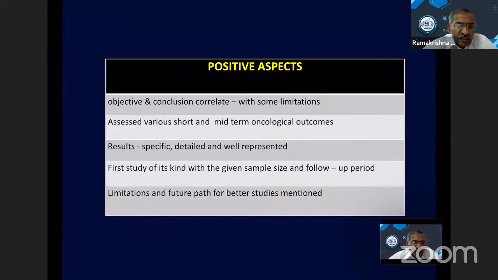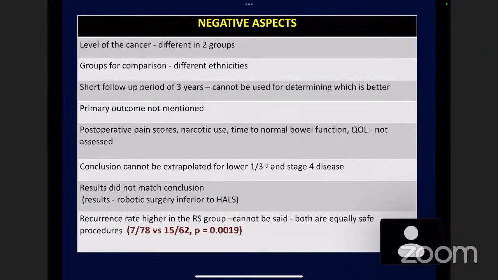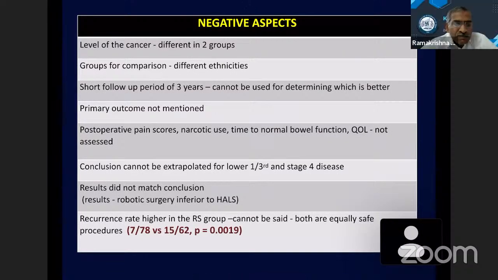And this is the first such study comparing HALS with robotics, as the authors claim. And they have also identified the limitations of their study and how it should be corrected in future research. Those things the authors themselves have identified and mentioned. It's a good point. And next slide.